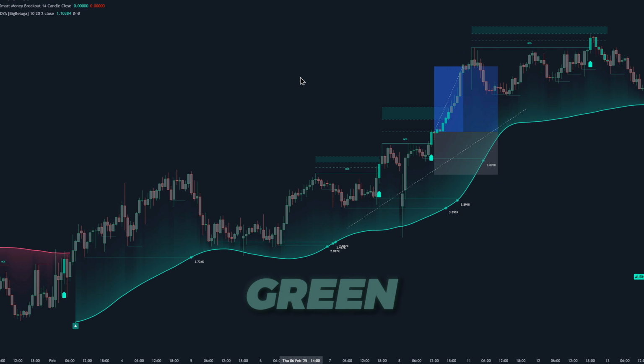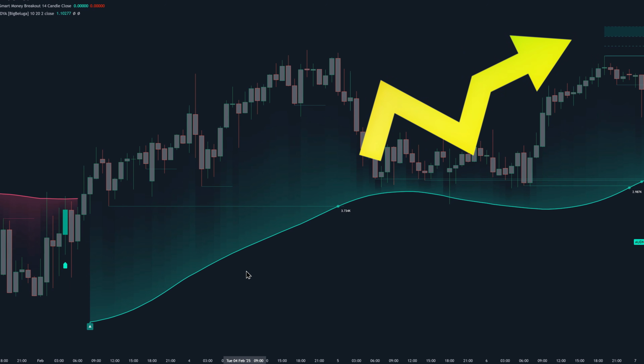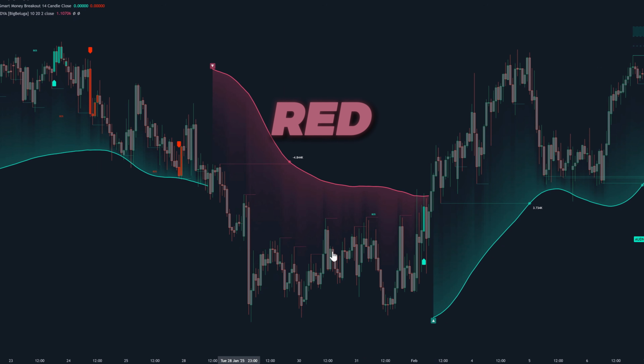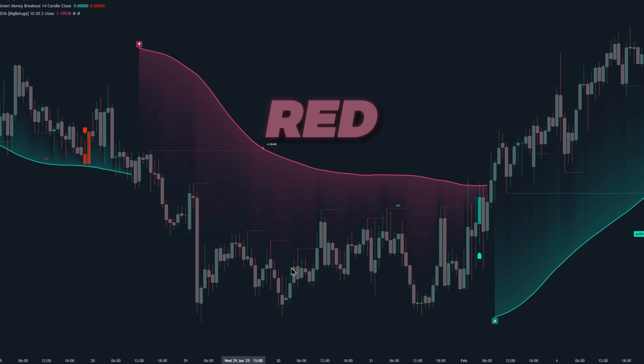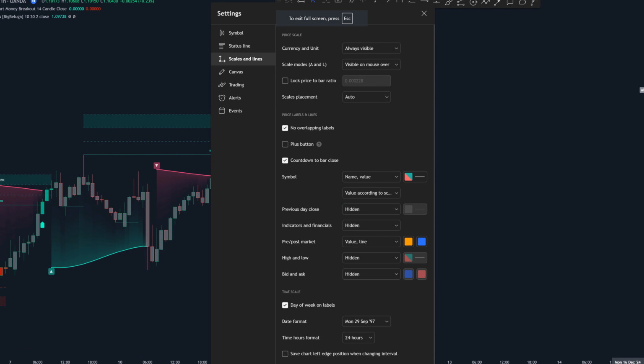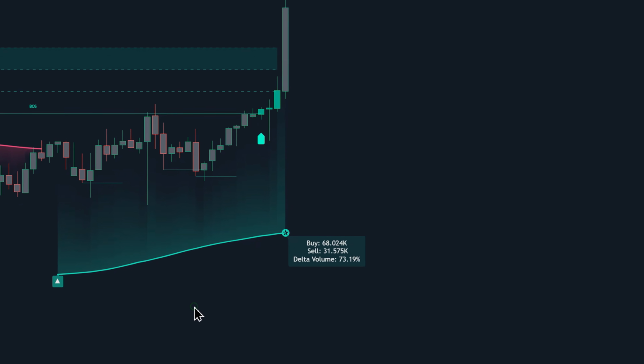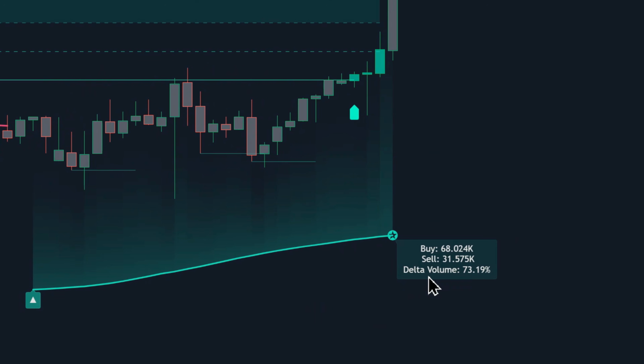When the VIDYA ribbon is green and the price is trading above it, we consider the trend to be bullish. Conversely, when the VIDYA ribbon is red and the price is trading below it, we consider the trend to be bearish. Alongside that, we also have the delta volume reading that shows the difference between buy volume and sell volume in the current trend of the market. For a bullish setup, we want the delta volume to be positive and at least 30%. For a bearish setup, we want it to be negative and at least minus 30%, indicating that sellers are in control.